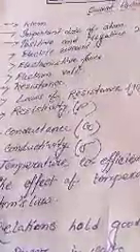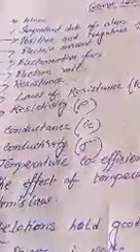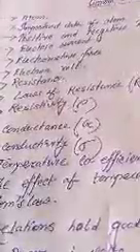We will discuss the law of resistance. The law of resistance: resistance is directly proportional to length, and inversely proportional to the cross-sectional area, and depends on the nature of the material. So we can write R is proportional to L by A.